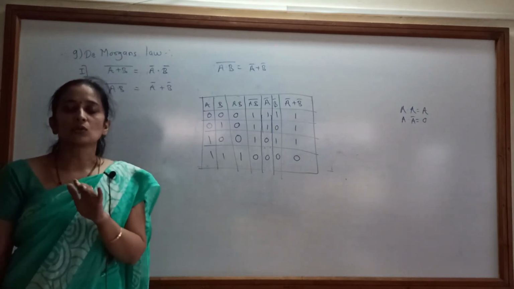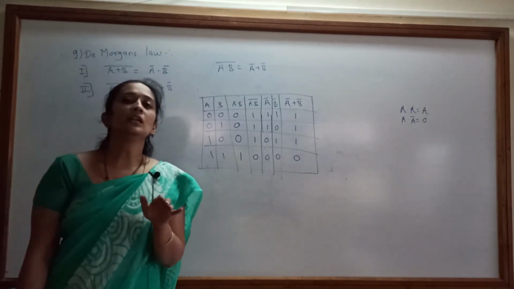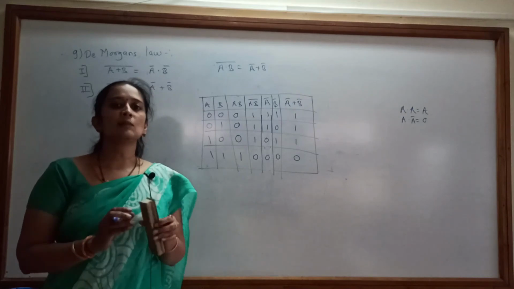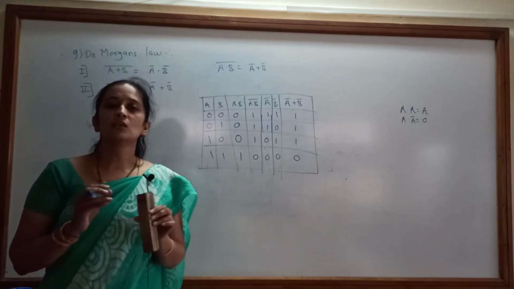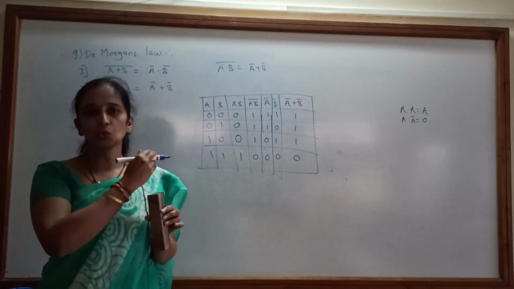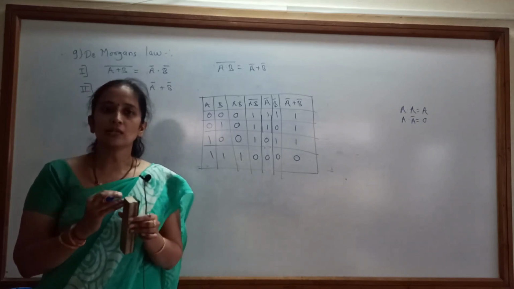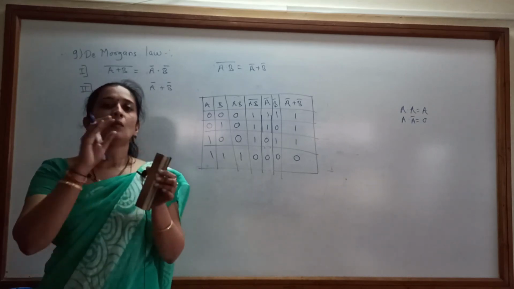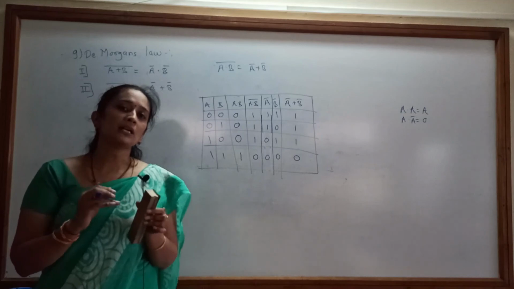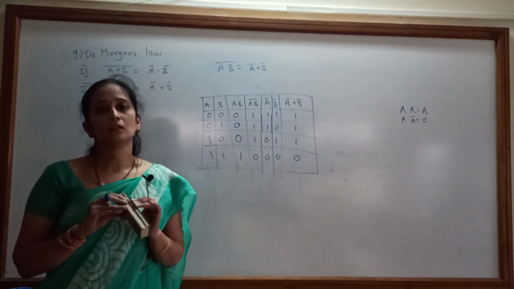These are the rules to simplify the Boolean expression to get the simplified function. What is the use of Boolean expression or these rules? We will simplify the Boolean expression so that the number of gates will be minimized in the final function.